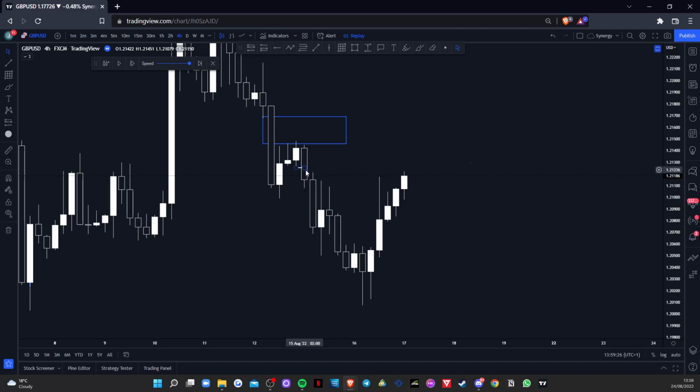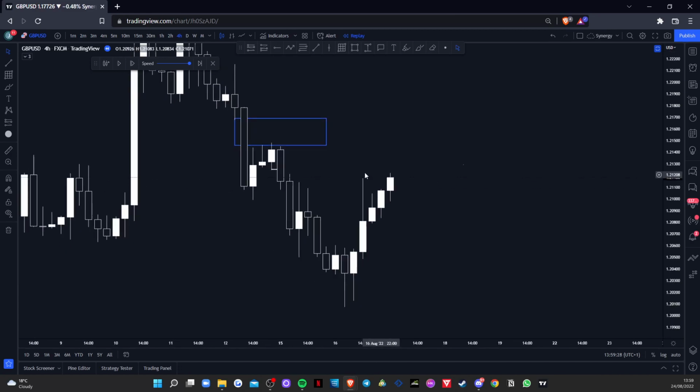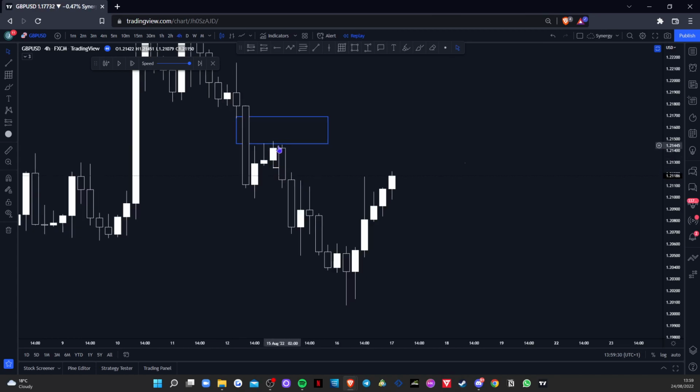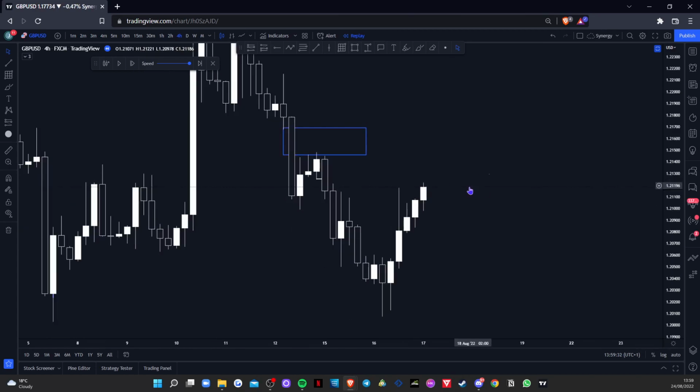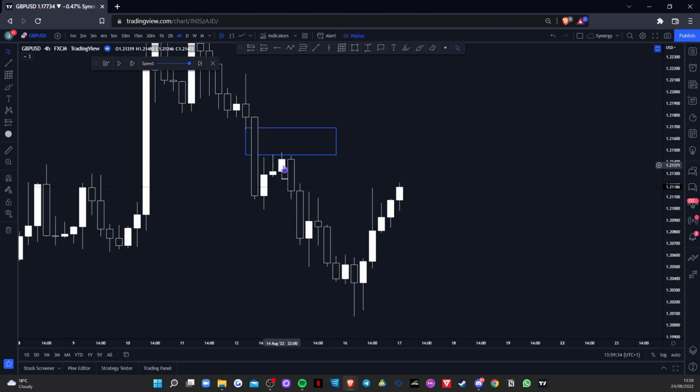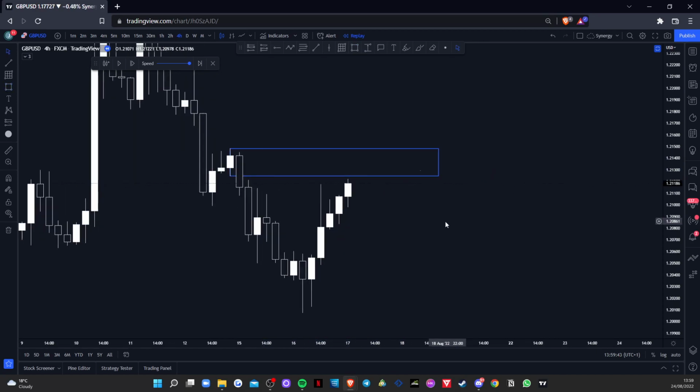And then we've got two nice thick candles that follow that. We've got a bit of vigor in our movement downwards. So this here would be classed as an order block for me. So what I'm going to do is just use this blue box to mark this order block. Okay.